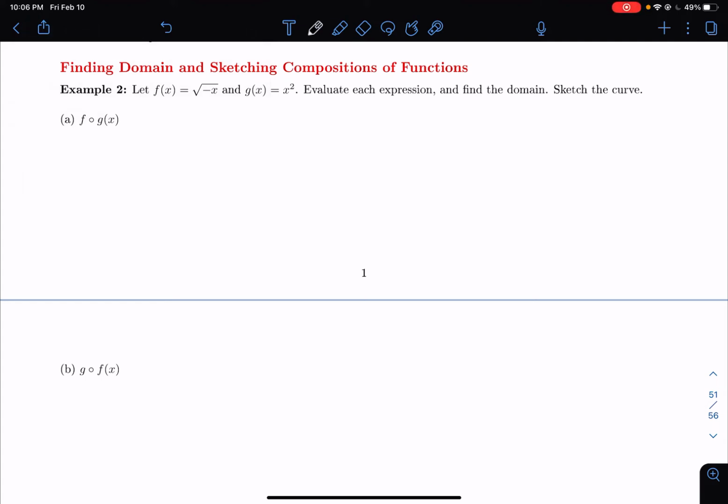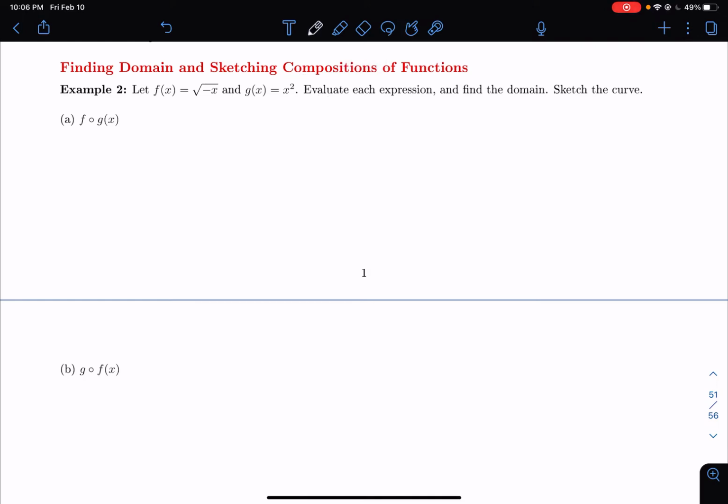In this video, we're continuing section 3.4 on combining functions, and we're going to do some examples where we look at some compositions of functions and we find their domain and sketch them. All right, so we have this function f of x, which equals square root of negative x, and g of x equals x squared. And in part A, it says, let's look at f of g of x. And I want to evaluate each expression, find the domain, and then sketch the curve.